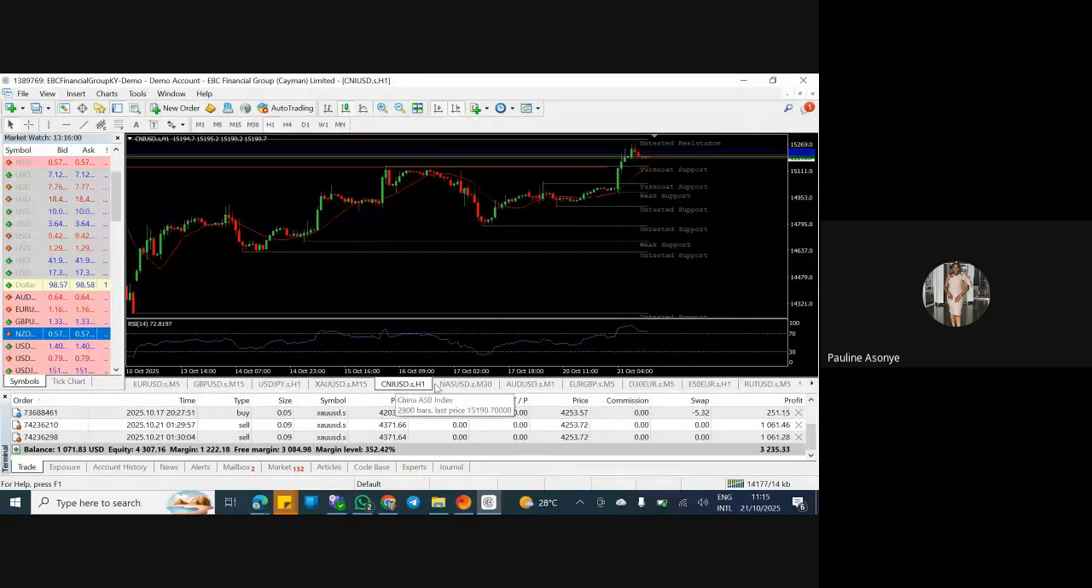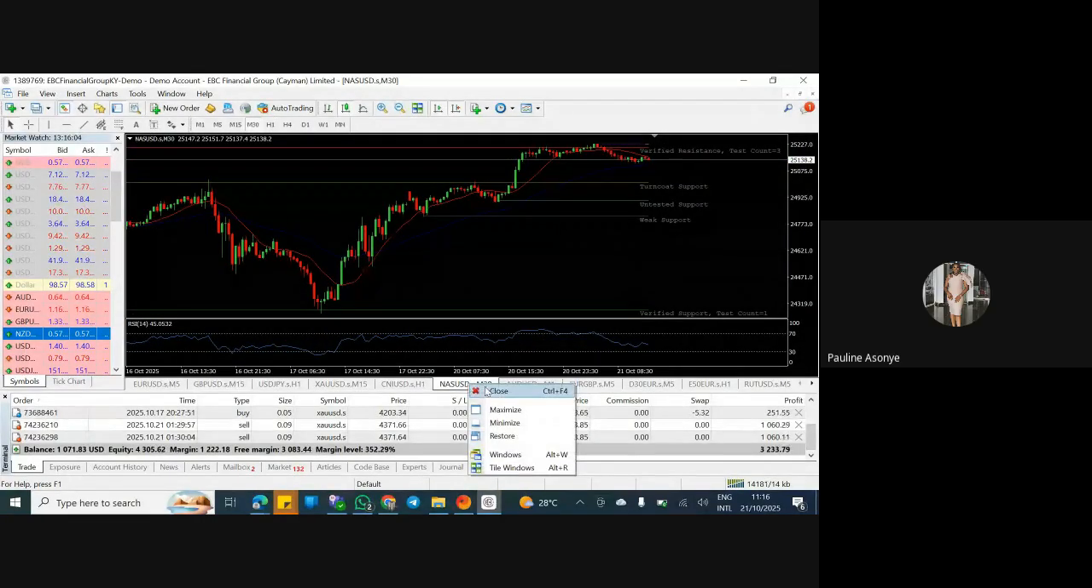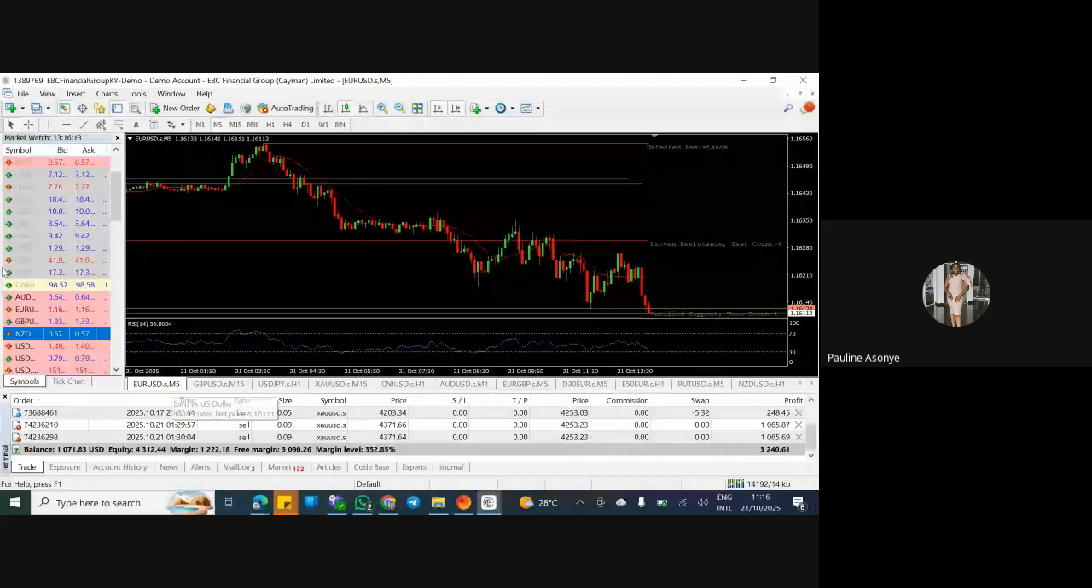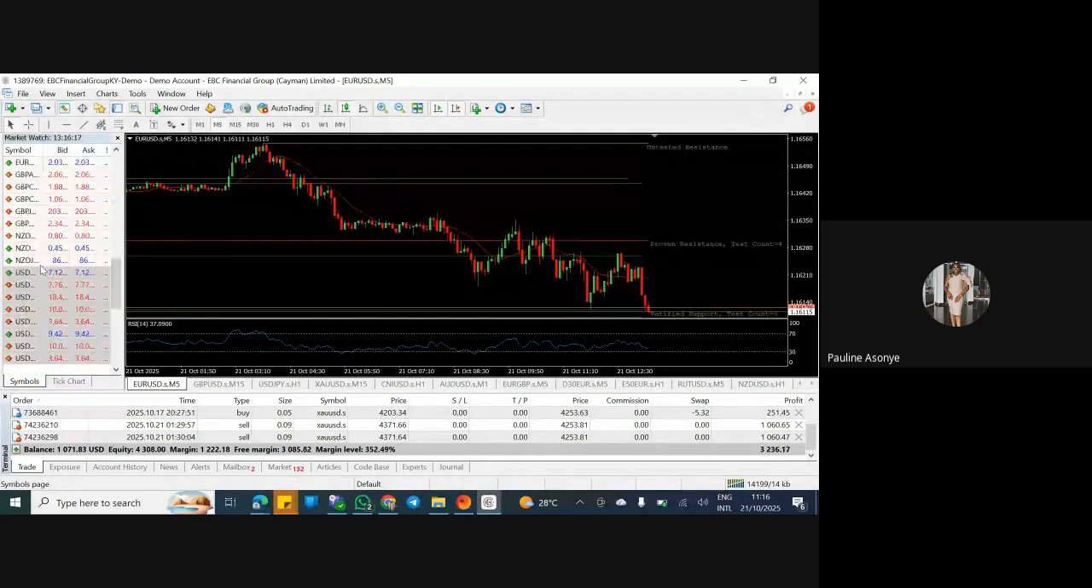If I want to close this, same thing. But if I want to close it from my right click option, you see close, click on close, and it is done for. I have closed it, right? So that is how you open and close a new chart. Where do you get your chart from? From your Market Watch, from this place.